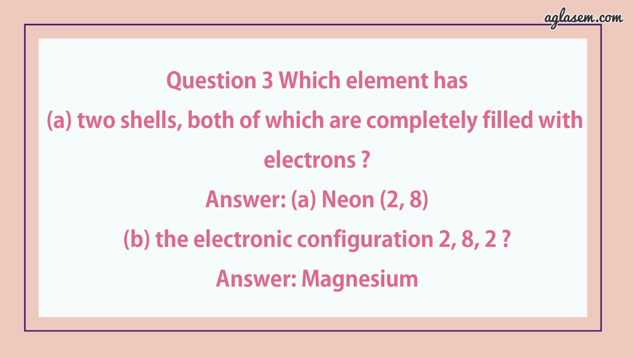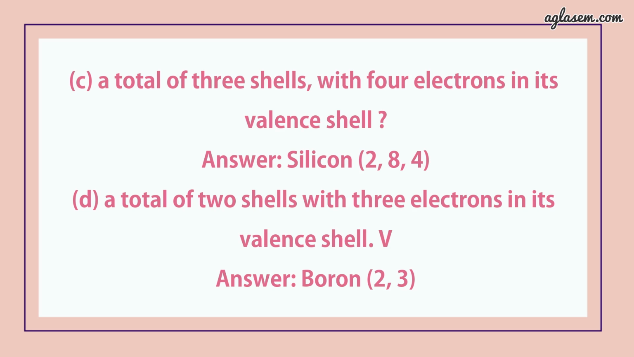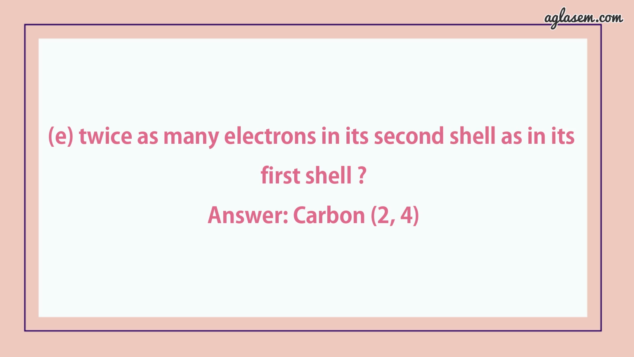Further, part 2 says, the electronic configuration of 2, 8, 2. Answer is magnesium. Third part says, a total of 3 shells with 4 electrons in its valence shell. Answer is silicon, that is 2, 8, 4. Now D part says, a total of 2 shells with 3 electrons in its valence shell. Answer is boron, that is 2 and 3. The fifth part says, twice as many electrons in its second shell as in its first shell. Answer is carbon, that is 2 and 4.